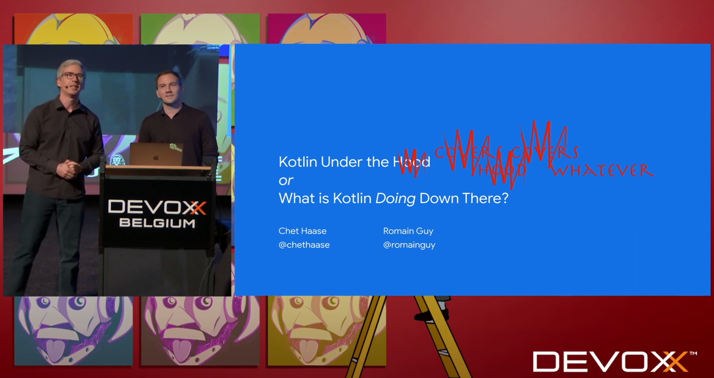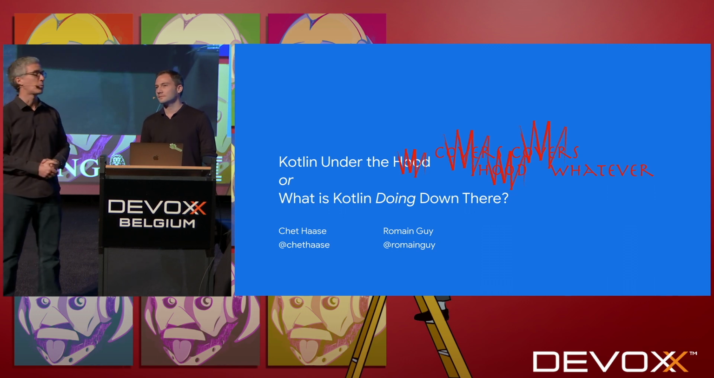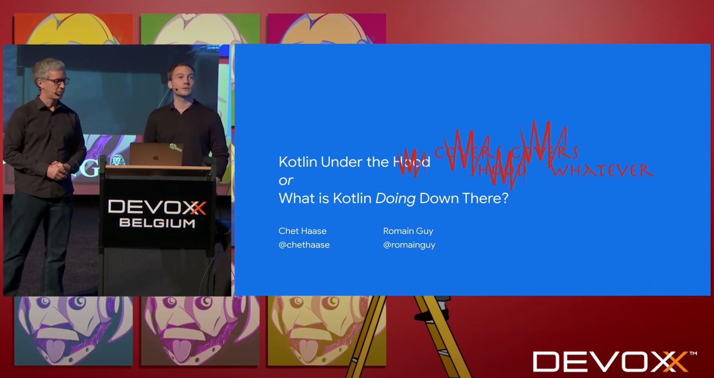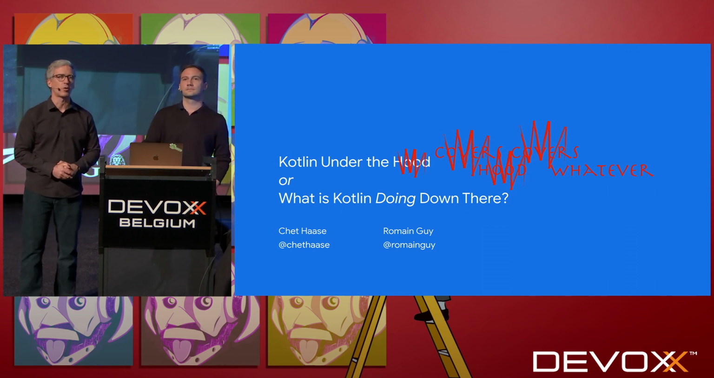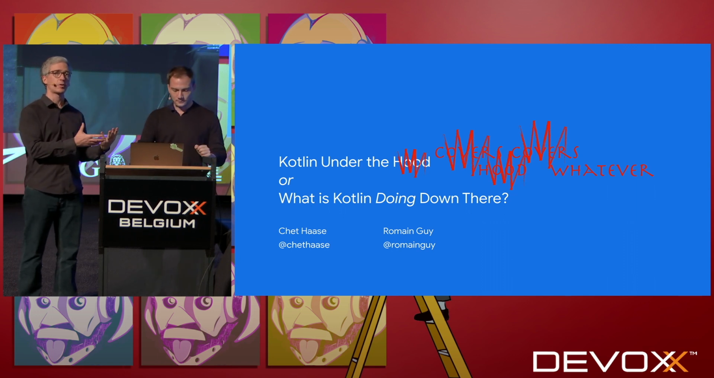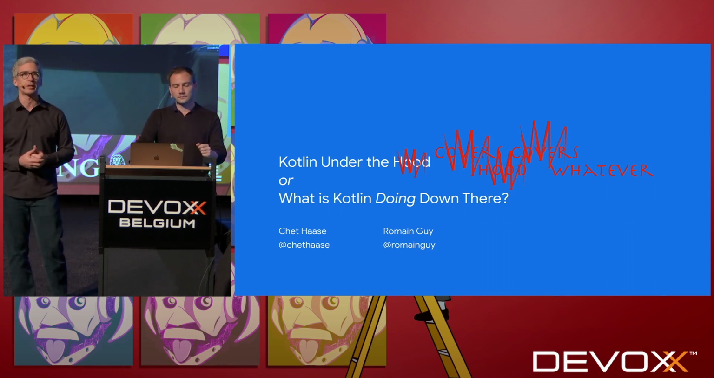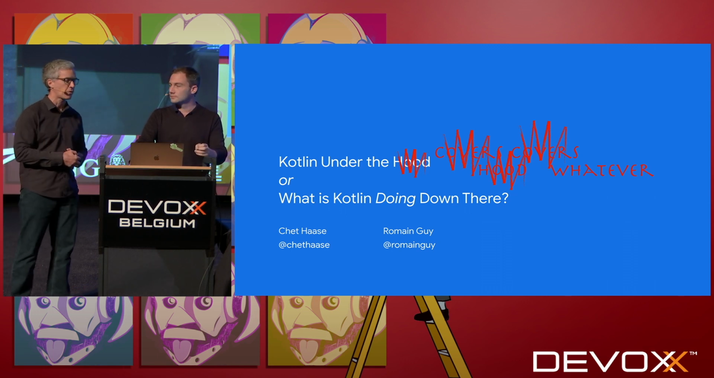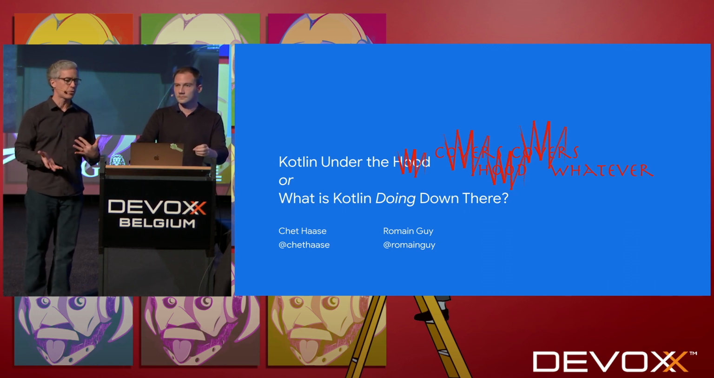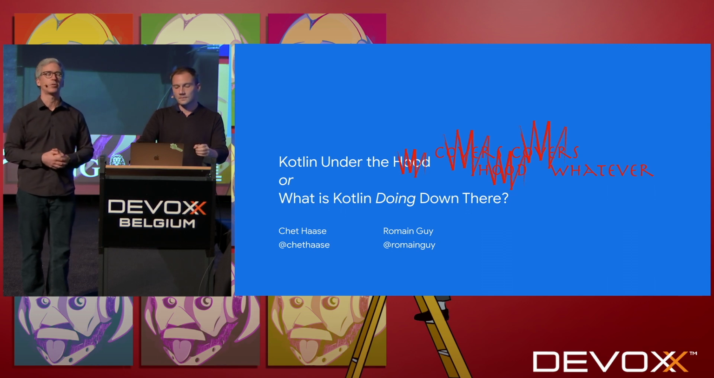I'm Chet Haase. I'm a developer advocate on the developer relations team on Android at Google. And I'm Romain, and I manage the Android Toolkit team at Google. We are using Kotlin a lot more for Android, both for our external developers to write their applications, as well as internally for writing some of the libraries and APIs that we offer in Jetpack, among other things. And we thought it would be interesting to take a look at some internals of Kotlin.